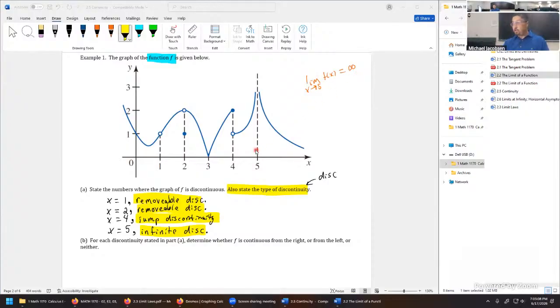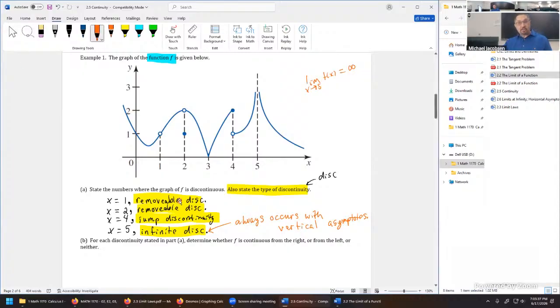Essentially, if you have a vertical asymptote, an infinite discontinuity will always occur with vertical asymptotes. So those are the discontinuities. We've seen all of these discontinuities before in the prior sections. All we're doing now is naming the type of discontinuities. There are other kinds, but these are the major ones that we'll see for the purposes of homeworks and exams.